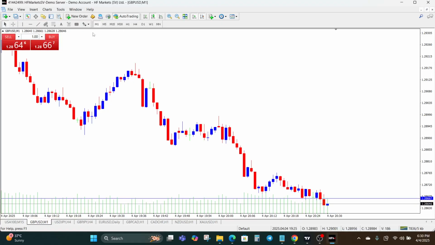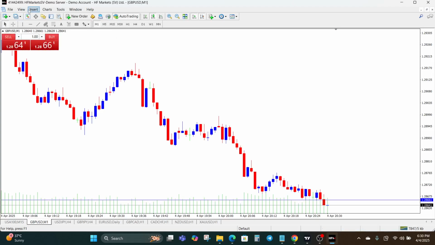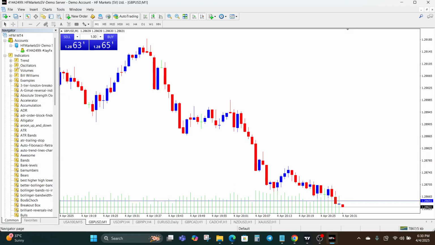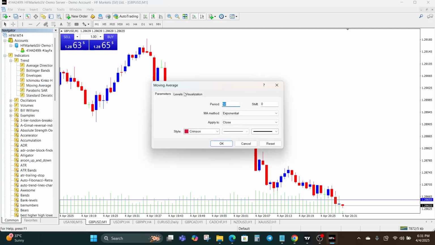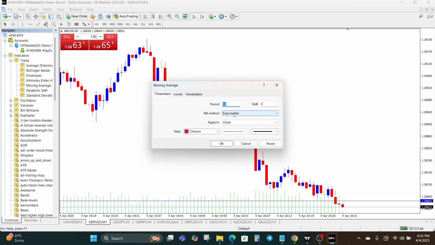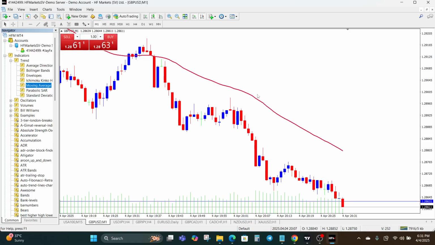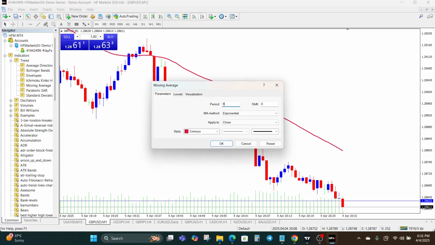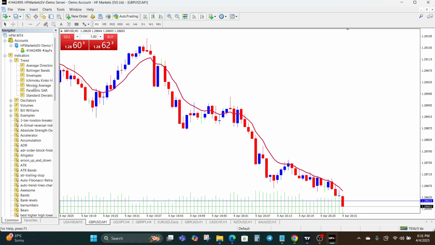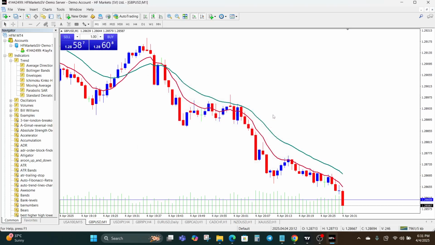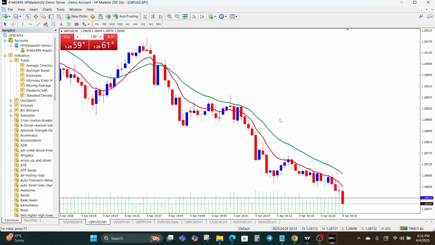The first indicator we're going to be looking at is the moving average, specifically the exponential moving average. It is essential for spotting quick trend directions. Scalpers often use the 9 EMA and the 21 EMA combinations to catch momentum.